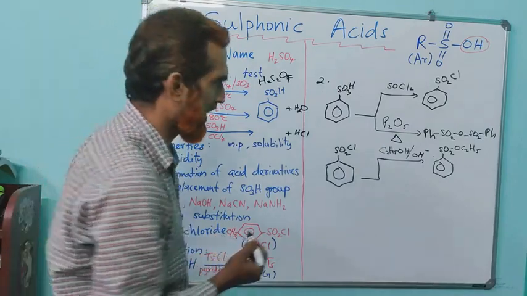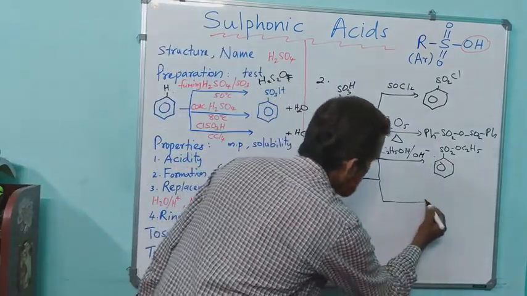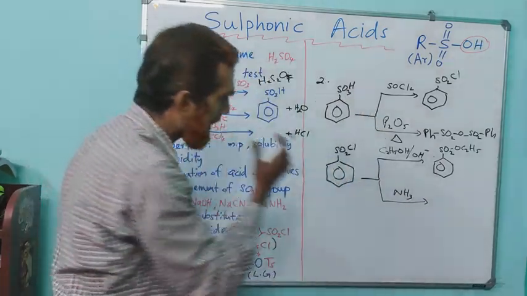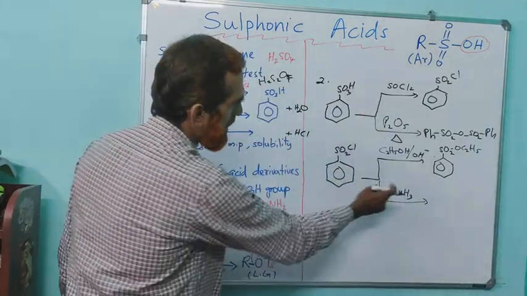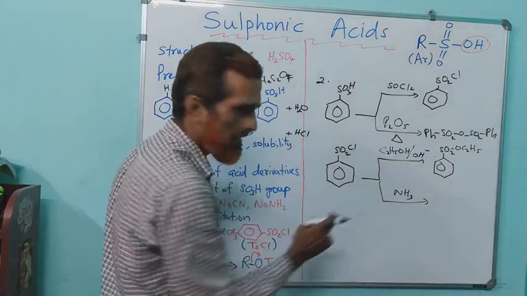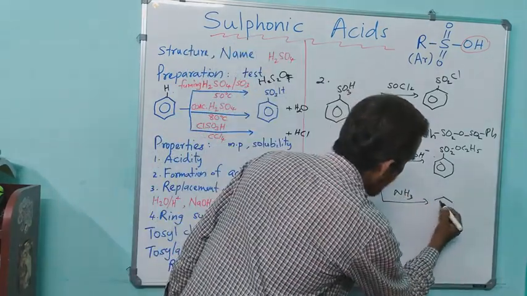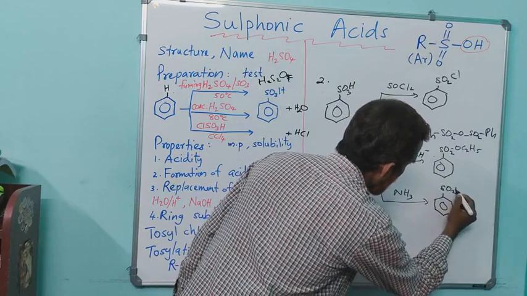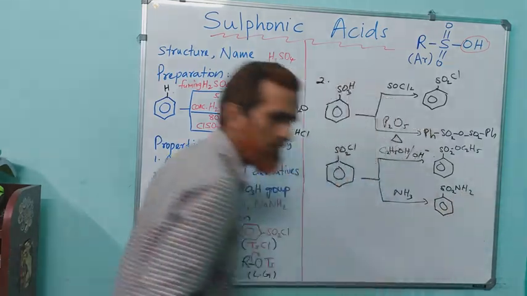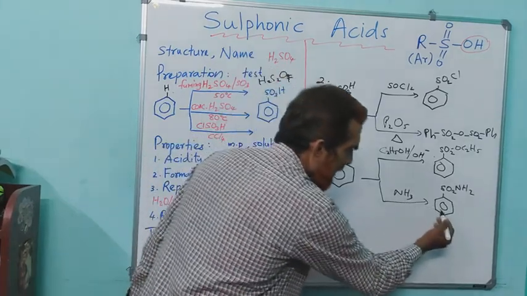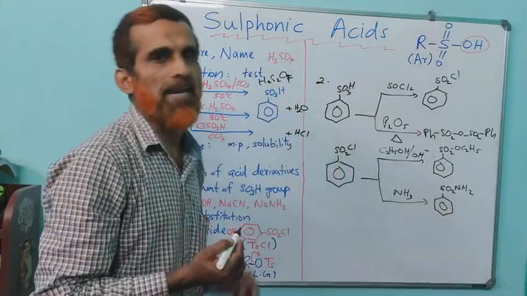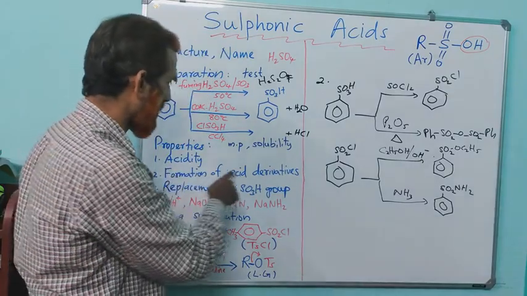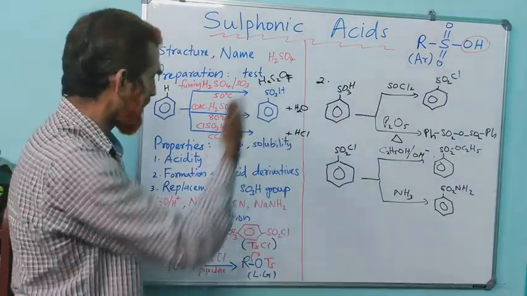Ethyl benzene sulfonate. Now the last one is, if you treat with ammonia, it's very reactive, you know, it quickly reacts. Simply combine, HCl is lost, it forms amide. What's the name of the product? SO2NH2. What is this called? This is called benzene sulfonamide. Okay. So that's the preparation of acid derivatives of sulfonic acid.